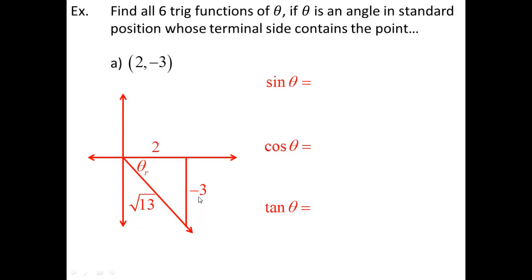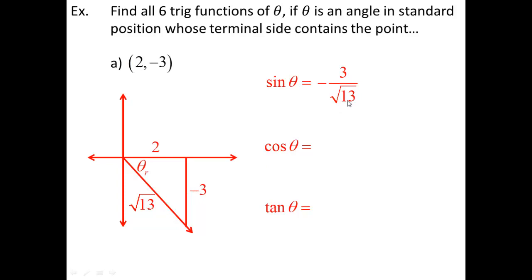Don't ignore the negative. The negative is just as important as the 3 is. So when I set up my sine ratio, normally I would say sine is opposite over hypotenuse, but using my new definition, I can simply say sine is y over r. The y value is -3, the r value is root 13, so -3 over root 13.